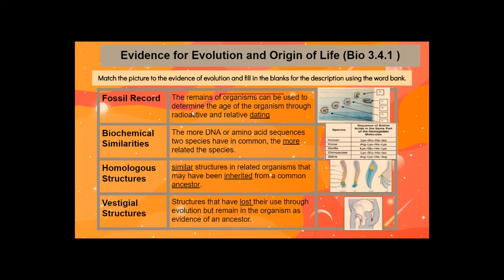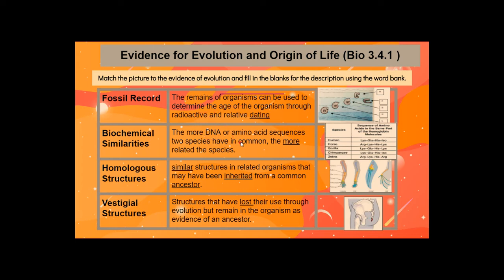Evidence for evolution. This is when we started going crazy quick. You have the fossil records. So the remains of organisms can be used to determine the age of an organism through radioactive and relative dating. But relative dating is just the order of age. So like this is the youngest, that's the oldest. Radioactive gives you the actual age.